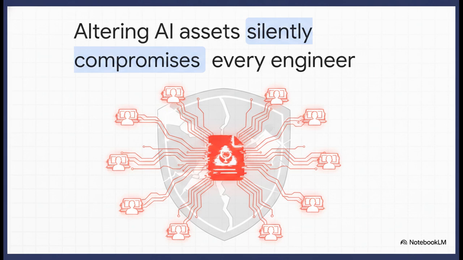Furthermore, we have to talk about supply chain attacks on the AI assets themselves. If a bad actor manages to quietly tweak your baseline Copilot instructions file, they silently compromise the AI outputs of every single engineer on your team all at once. You must treat all AI customization files as highly sensitive infrastructure code. Mandatory PR reviews and strict branch protections aren't just nice recommendations here. They are absolute requirements to prevent repository-wide manipulation.